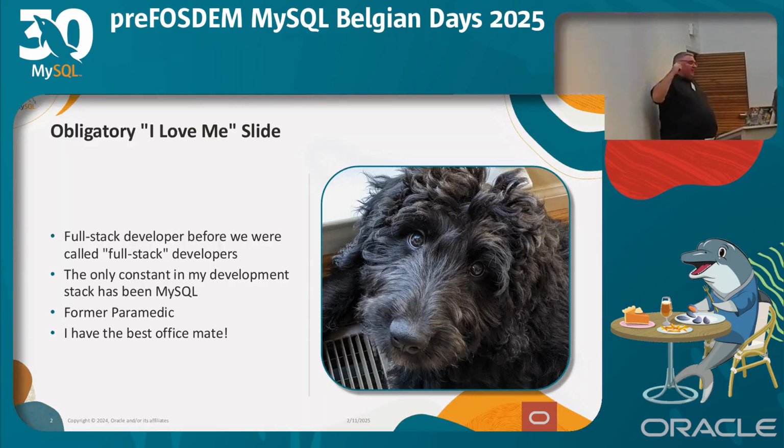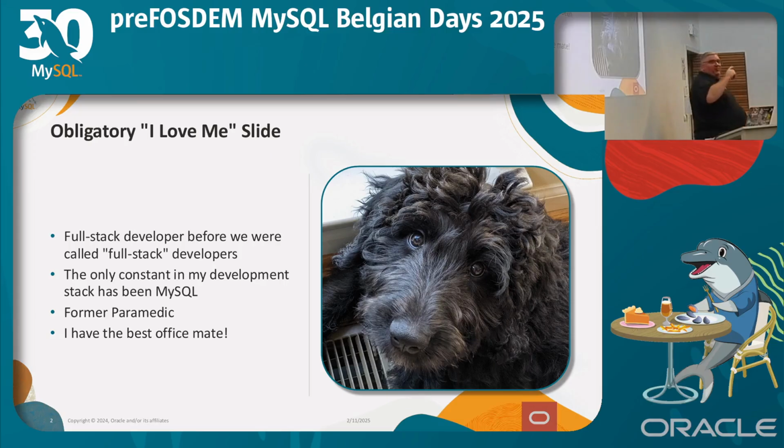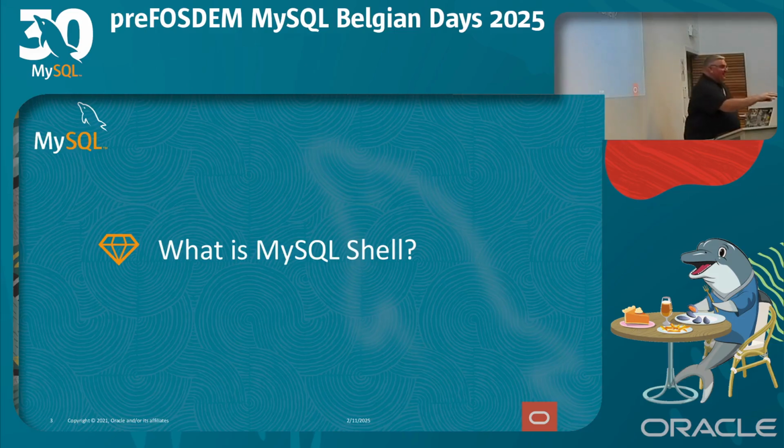Not going to go through the obligatory love me slide except for one thing. I will point out the fact that before I became a developer, I was a paramedic for 15 years, which is a very rewarding career, especially when you consider the fact that I have delivered 3 babies. And one of them, their middle name is Scott because of me. Because I delivered the baby. I never got the other part.